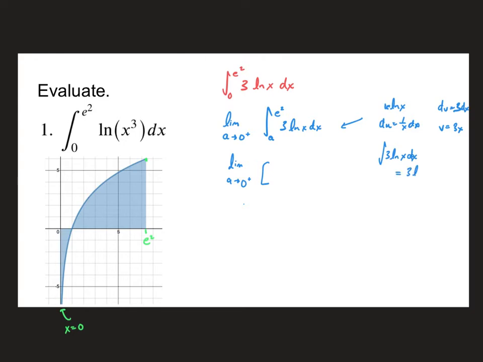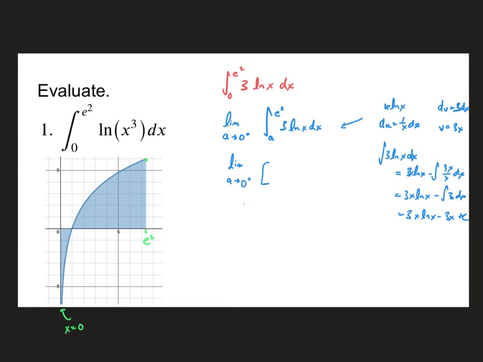equals 3x log x minus the integral of, what would that be? 3x over x dx. So I get 3x log x minus the integral of 3 dx. So 3x natural log x minus 3x.